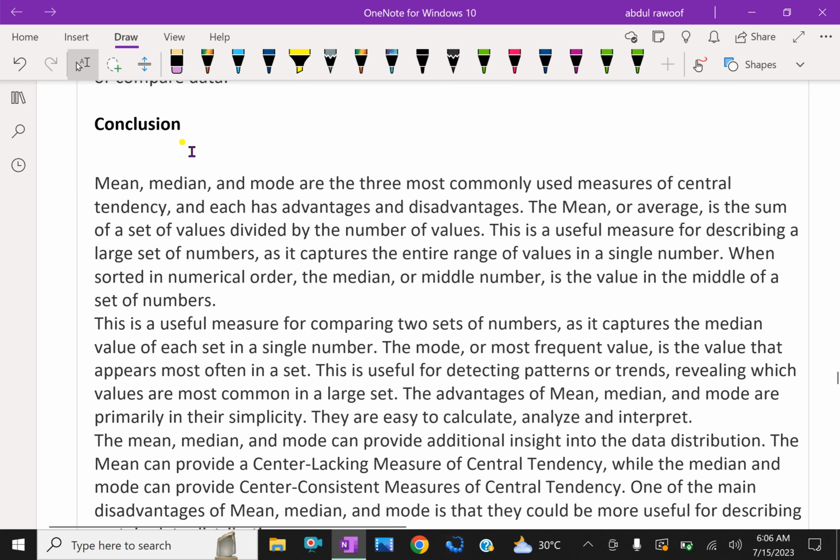Finally, we'll come to the conclusion. Mean, median, and mode are the three most commonly used measures of central tendency, and each has advantages and disadvantages of its own. The mean or average is the sum of the set of values divided by the number of values. This is a useful measure for describing a large set of numbers as it captures the entire range of values in a single number. When sorted in numerical order, the median is the number in the middle of a set of numbers.